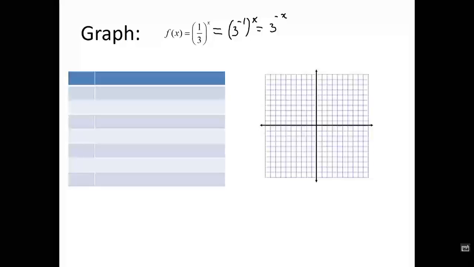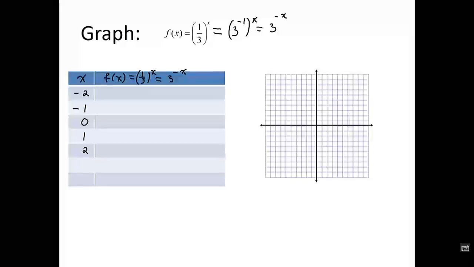So let's see, we have x and f of x is 1/3 to the x, which is 3 to the minus x if you want to use it. Let's choose the x values: negative 2, negative 1, 0, 1, 2. All right, so we're going to evaluate the function f at each of these x values.